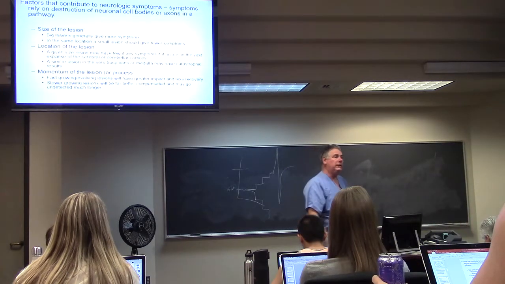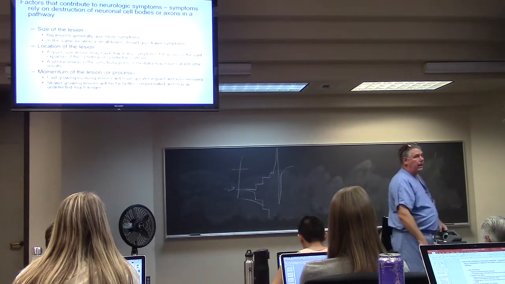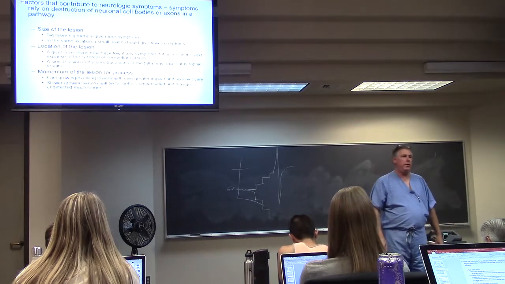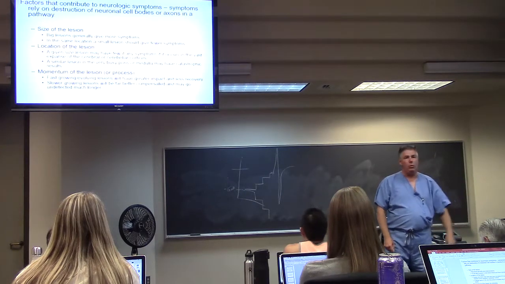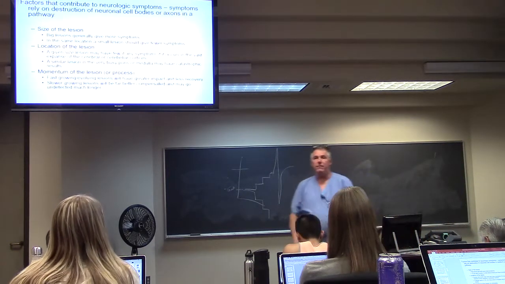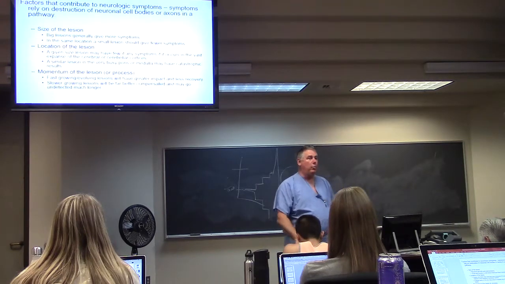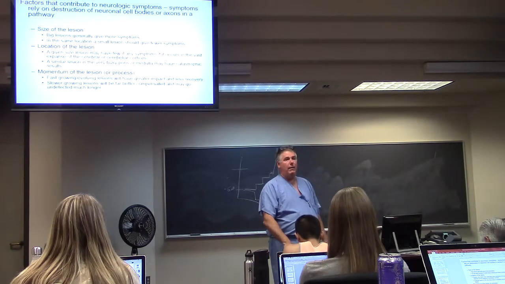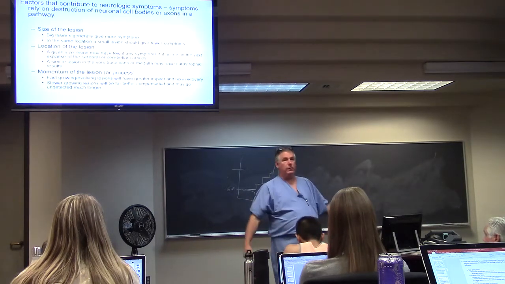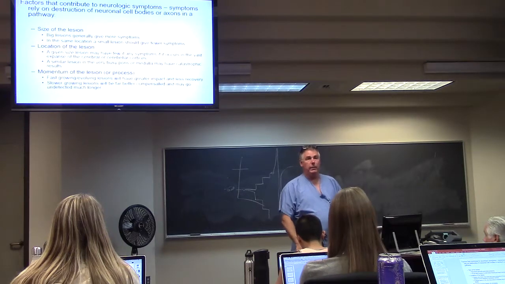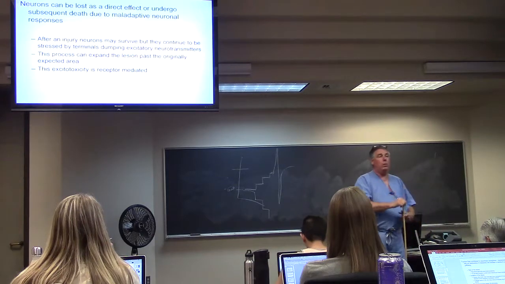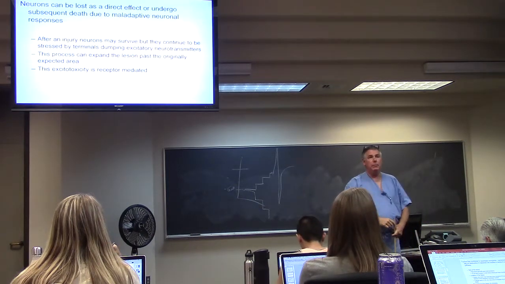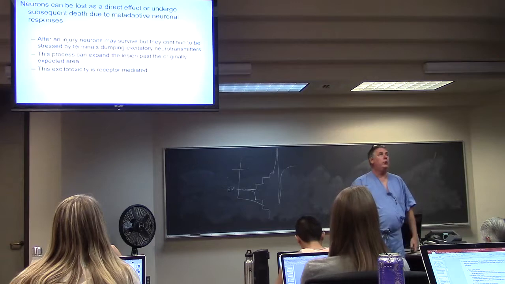The momentum of the lesion is also an issue. We'll talk about astrocytomas here in a minute. There are 4 degrees of astrocytoma. The first 3 are slow growing. The 4th type is fast growing. You will die within a year if you have a grade 4 astrocytoma. Regardless of what you do, within a year, you will die, okay? Velocity is a big thing when it comes to tumors.